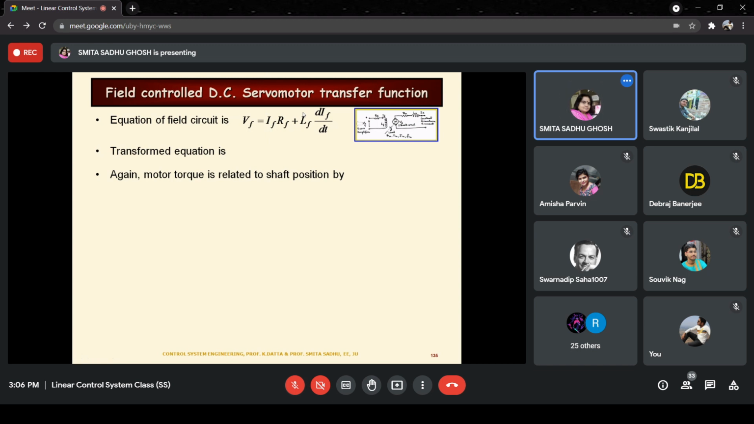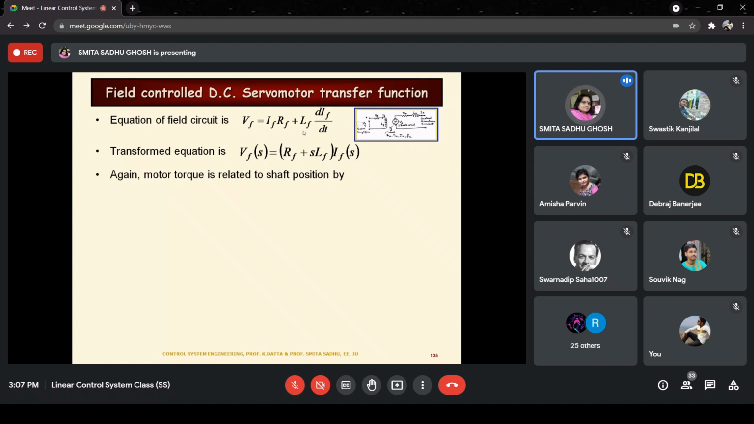Now, of course, we are going to take the Laplace transformed equivalent of that, which is basically Vf(s) equal to (Rf plus s Lf) whole into If(s), right? So that has given us a relation between Vf and If. And on the previous slide, we had a relation between Tm and If, right? Now, of course, we would try to relate Tm with what? With the shaft position, that is theta m, because I said we want ultimately to find a relation between theta m and Vf, right?